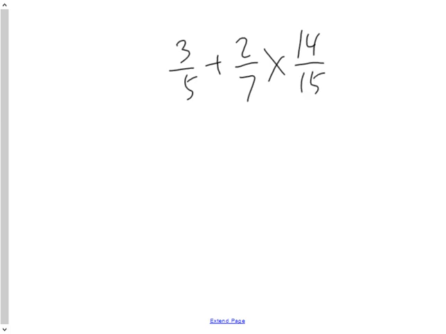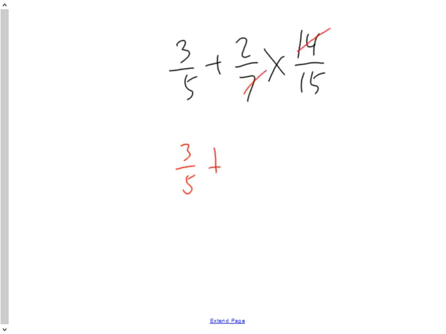Question number 13, we start getting into our order of operations questions, and this is where a lot of people struggle with organizing their work. So we know the first thing we have to do is multiplication, so I'm just going to keep 3 over 5 plus whatever this product is going to be. And again, I'm going to cross reduce.